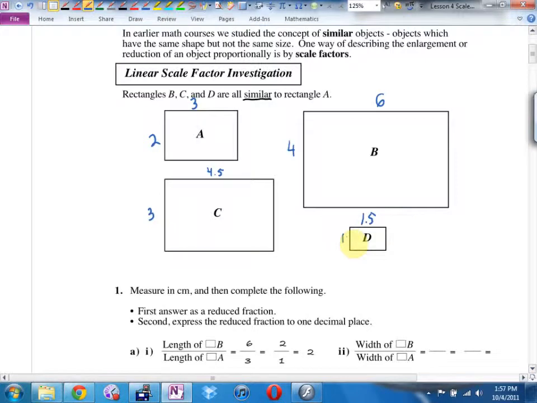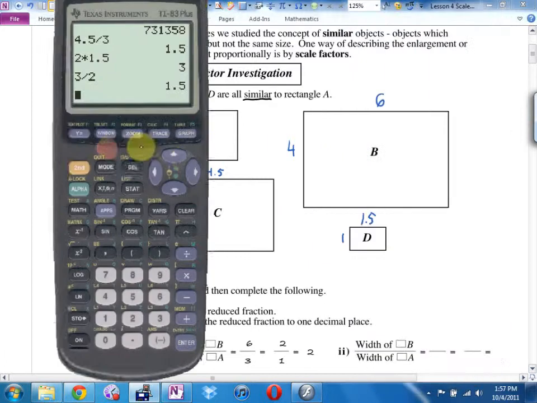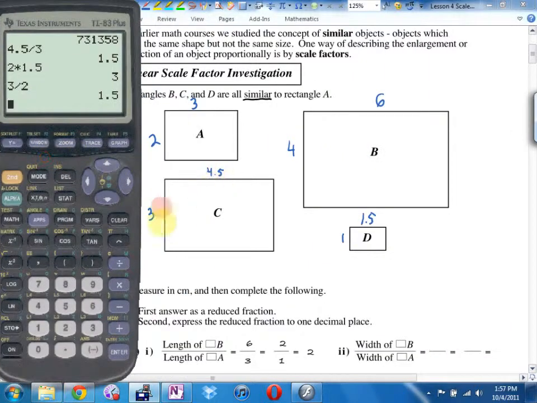Lots of patterns here, Sam. You'll notice, for example, that if I go long side divided by short side, long side divided by short side, I get 1.5. If I go long side divided by short side in any one of these, I get 1.5. They have the same ratio between the sides. That's another way you can check that they're similar.